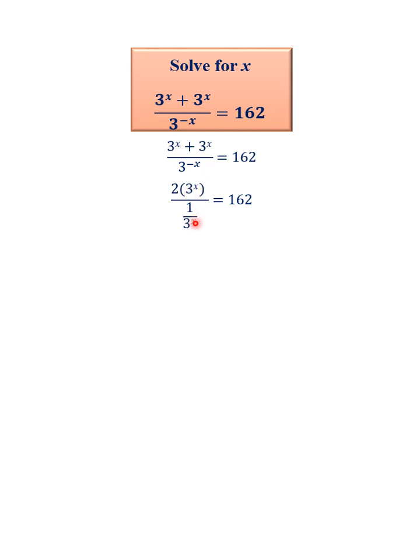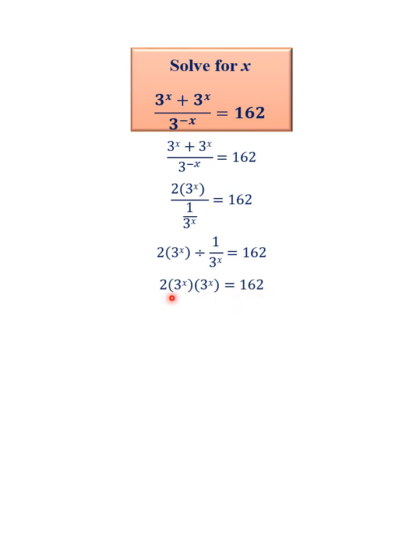But let's simplify it for those who will be confused. This is the same thing as saying 2 into 3 to the power of x divided by 1 all over 3 to the power of x. And that is equal to 162. If we change this division to multiplication, what happens to the 3 to the power of x? It inverts to the top to multiply this. So the equation becomes 2 into 3 to the power of x times 3 to the power of x when this one changes and we change the sign to multiplication. This is what we get on the left hand side, and that is equal to 162.